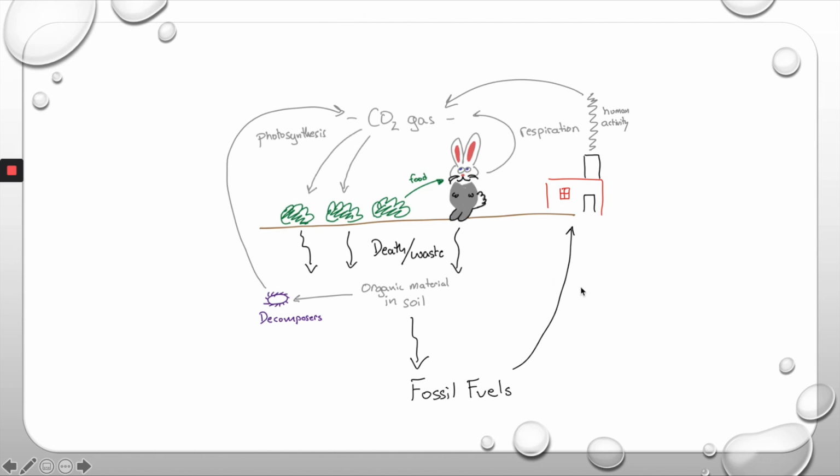If you dig up coal and you burn it in a power plant, the CO2 that's produced is going to up the amount of CO2 gas in the atmosphere. And it's going to do it at a rate that's much higher than organic material in the soil is being turned into fossil fuels. And that's one of the reasons that people are concerned about human activity influencing the amount of greenhouse gas. We've tipped the balance and we're using fossil fuels at a rate that's much higher than the rate at which they're being produced.